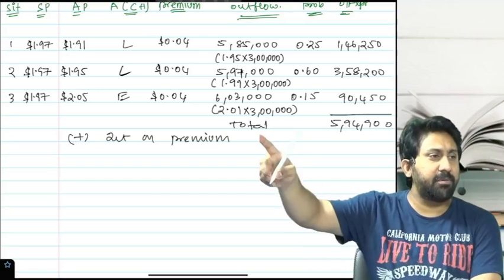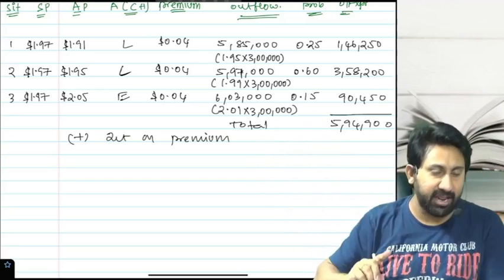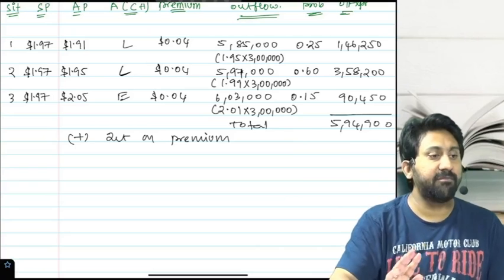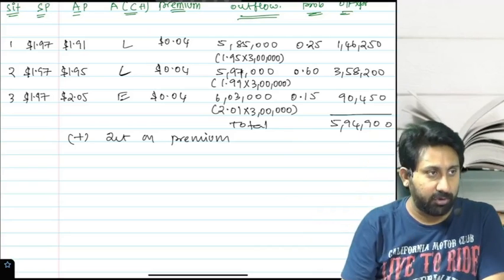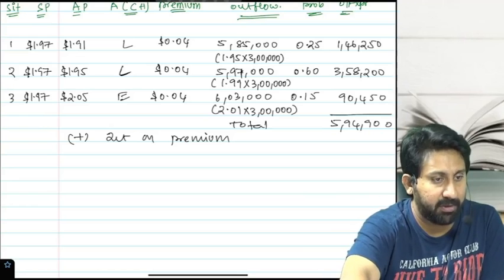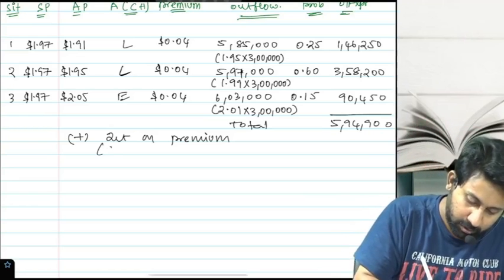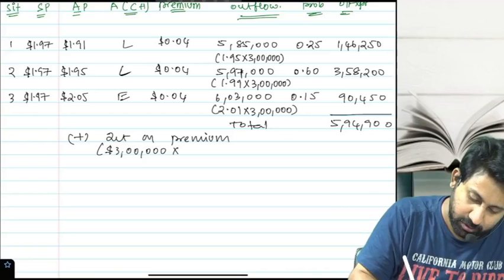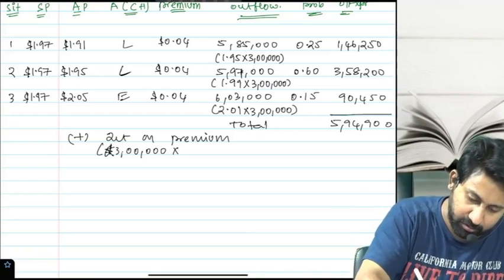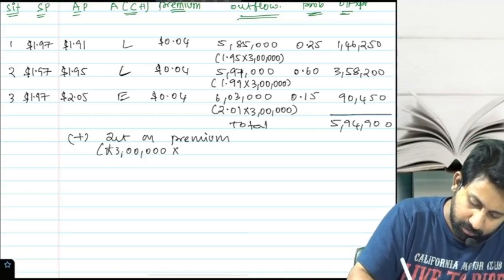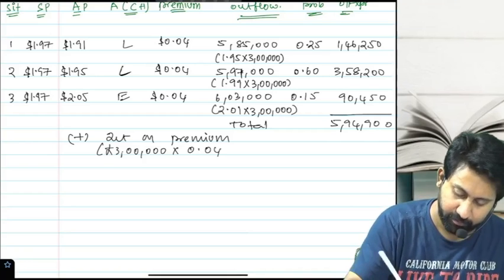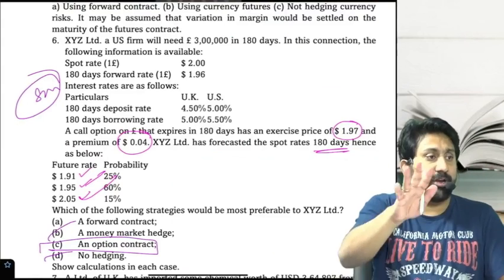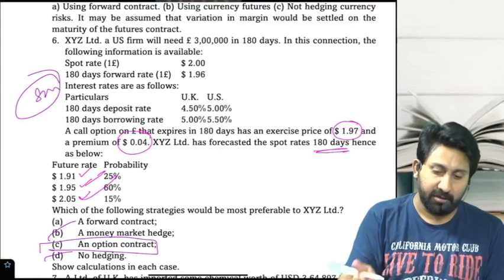Instead of adding the premium here, in the three cases the same amount I will add directly here itself. Interest on premium: the premium will always be paid on the total amount. So the total value is 3 lakh pounds into 0.04. In which currency will I pay the premium? In my home currency, from it only I have to pay.